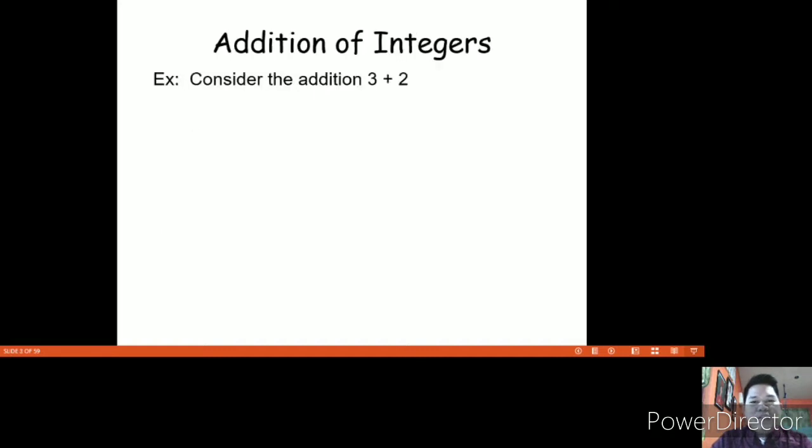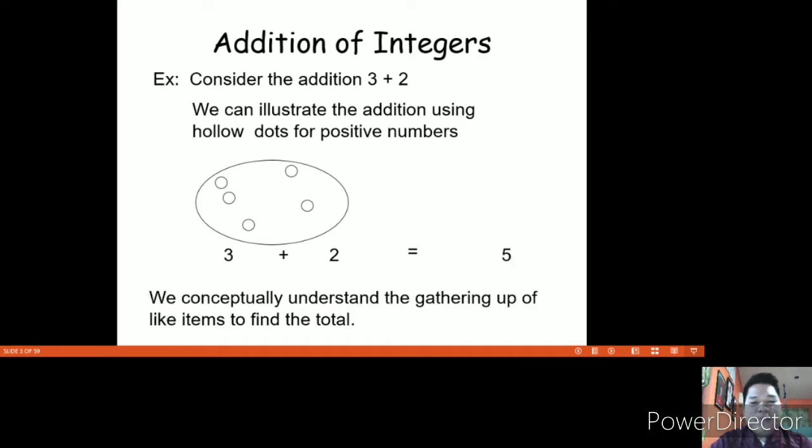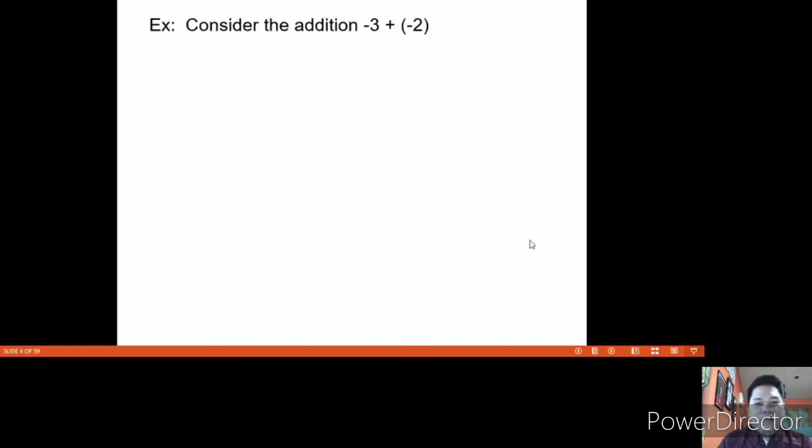Let's now have addition of integers. Example, consider the addition 3 plus 2. So we can illustrate the addition using hollow dots for positive numbers. So we have 3 dots, hollow dots, plus 2 is equal to 5. We conceptually understand the gathering up of like items to find the total.